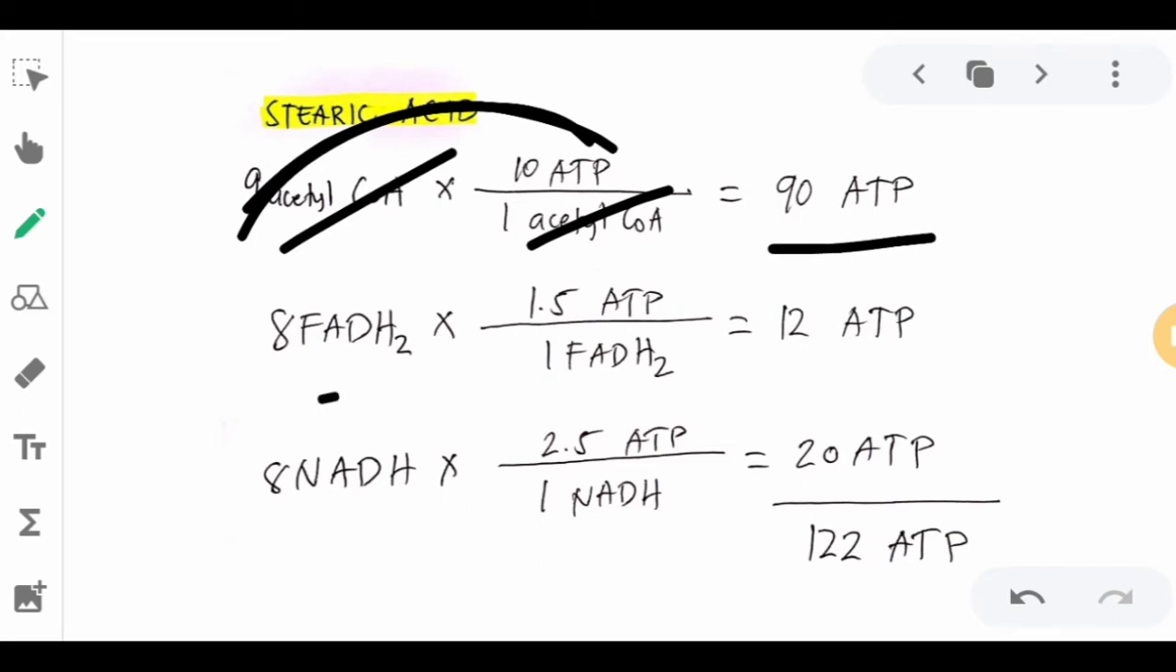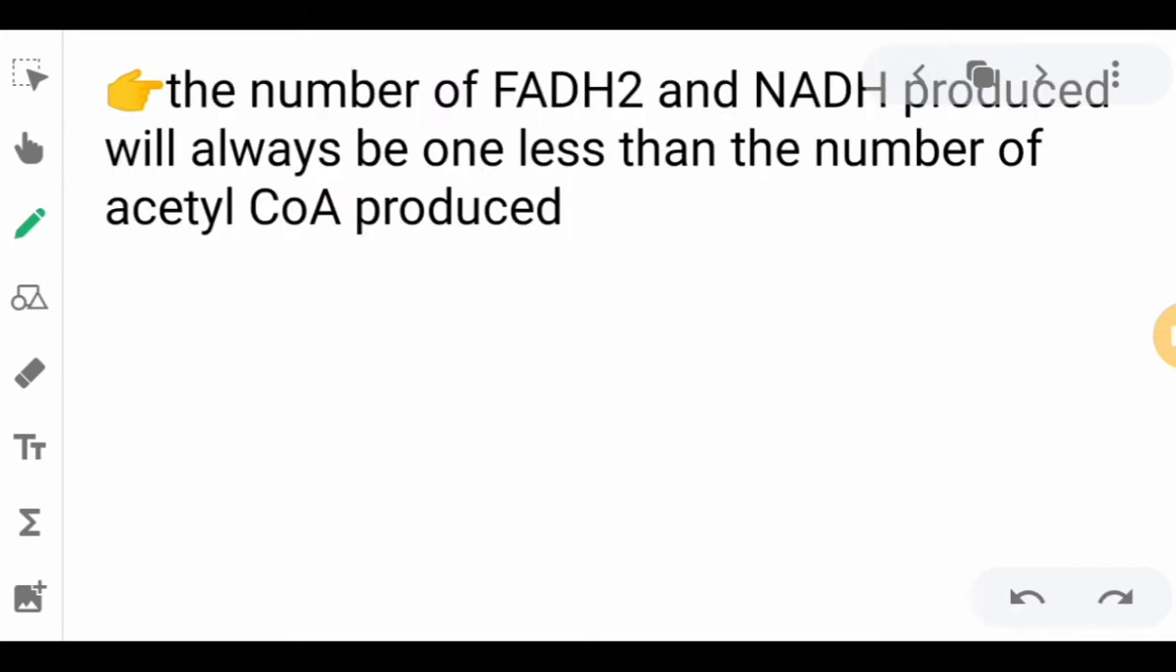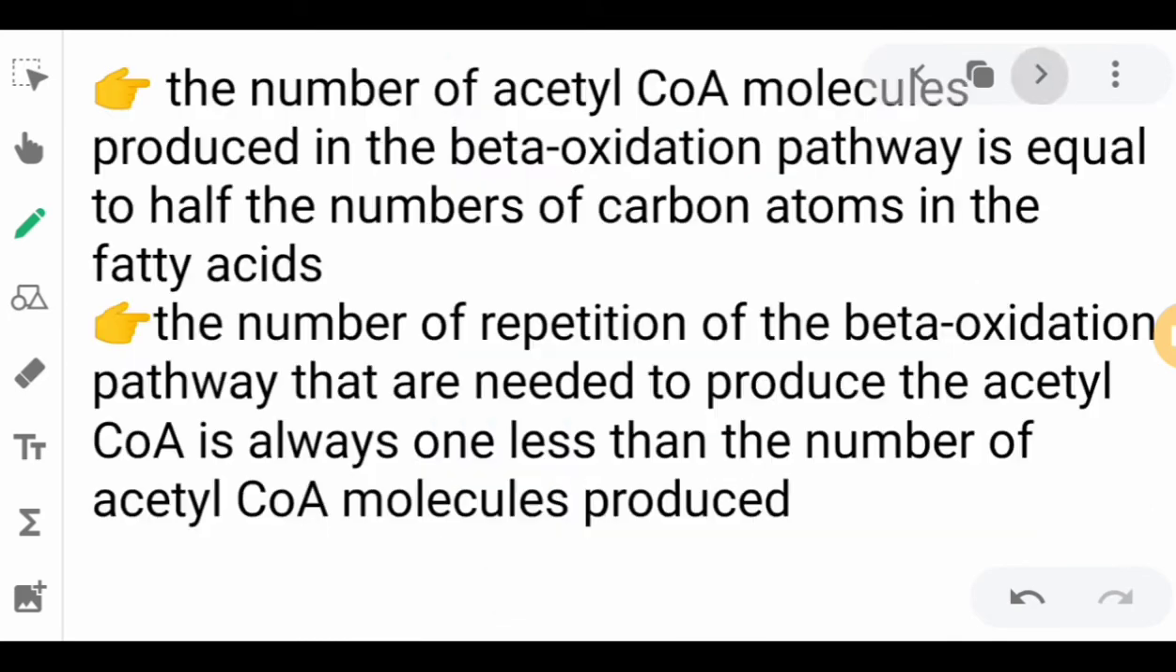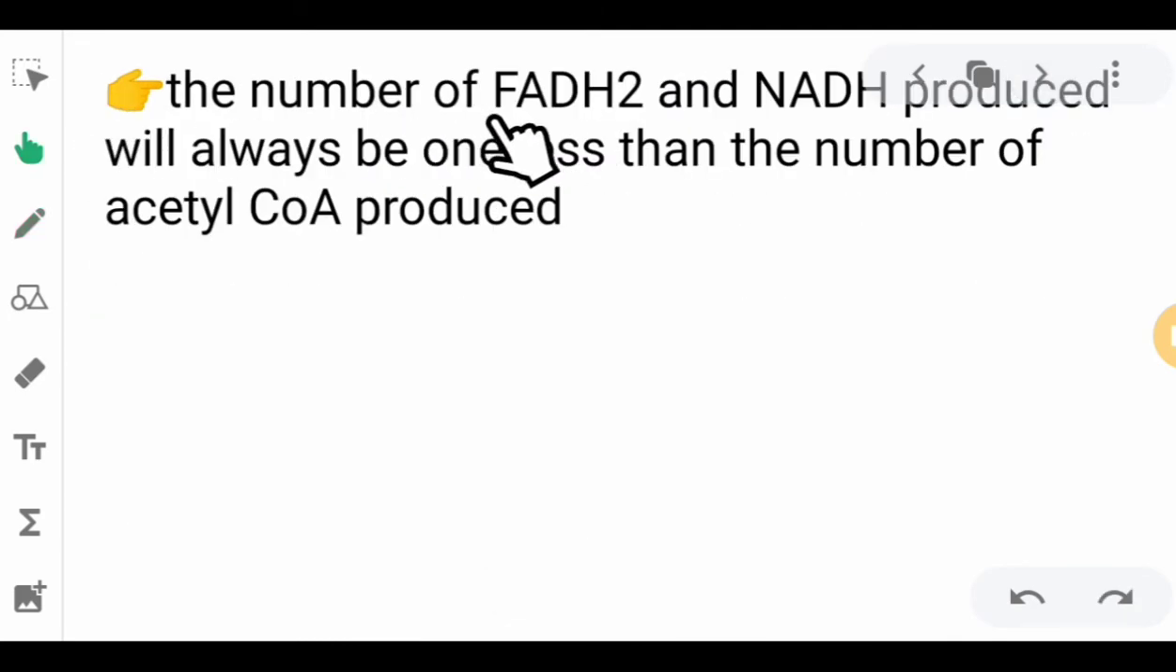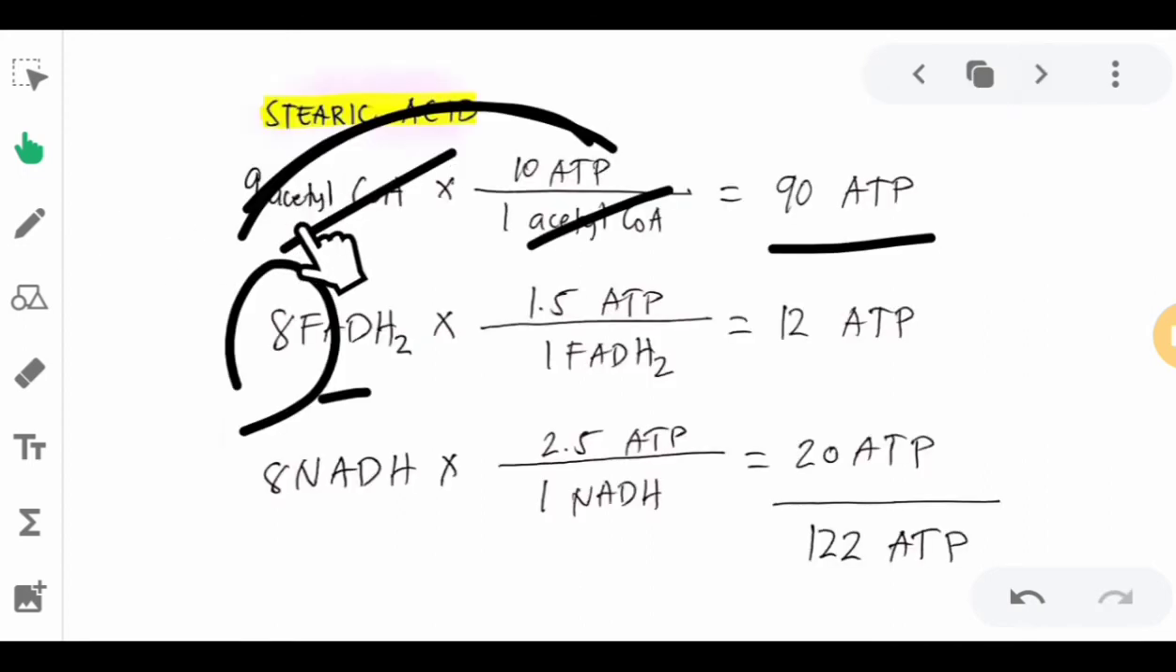For the reduced form of flavin adenine dinucleotide, you will have 8 molecules in this process. Why? Because the number of FADH2 and NADH produced will always be 1 less than the number of acetyl-CoA produced. So 9 minus 1 is 8. And 1 FADH2 will produce 1.5 ATP in the electron transport chain. So 8 times 1.5 is 12 ATP. Of course, you cancel the units and are left with the ATP unit.